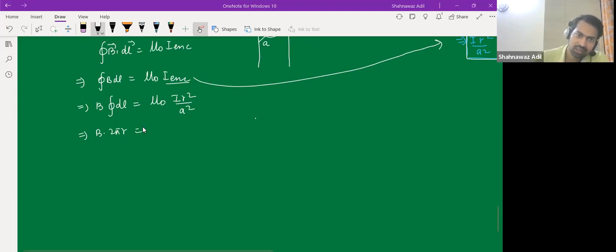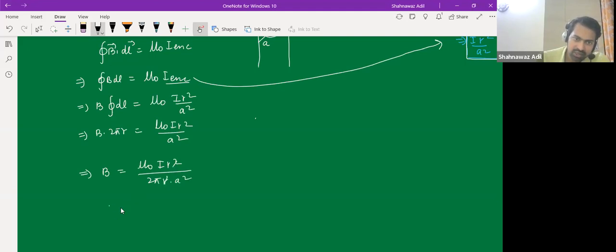So this is 2 pi r, and then this is mu I r square by a square. No need to thank me, this is my job, right? Okay. So 2 pi r and then a square. So this cancels, and we have the magnetic field which is mu naught I r divided by 2 pi a square.